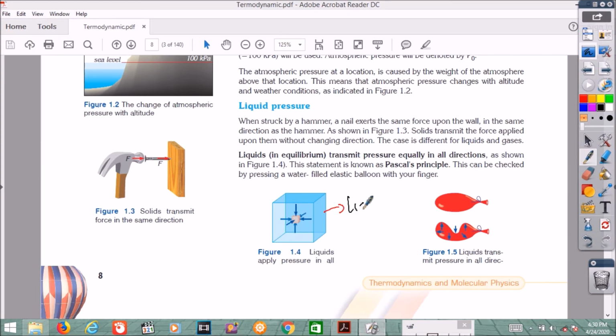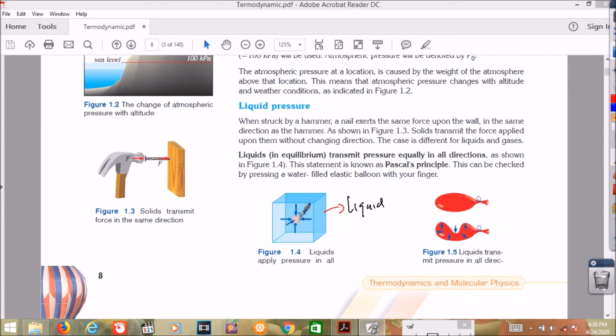If we put something inside the container, a cube for example, the cube will be pressed by the liquid in all directions: from up, from bottom, from right, from left, from in front, from behind. The liquid will press in all directions. The second picture is also an example of liquid pressing in all directions. If you have a balloon containing a liquid and you try to push the balloon like that, this is your force, and then the shape will be like this.